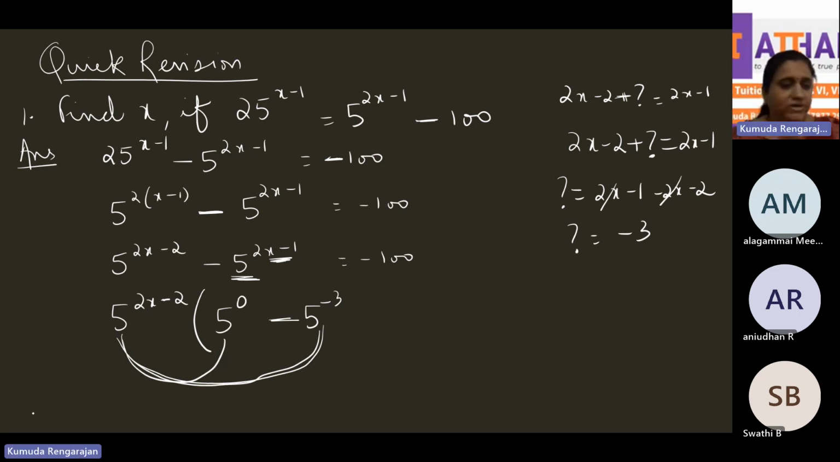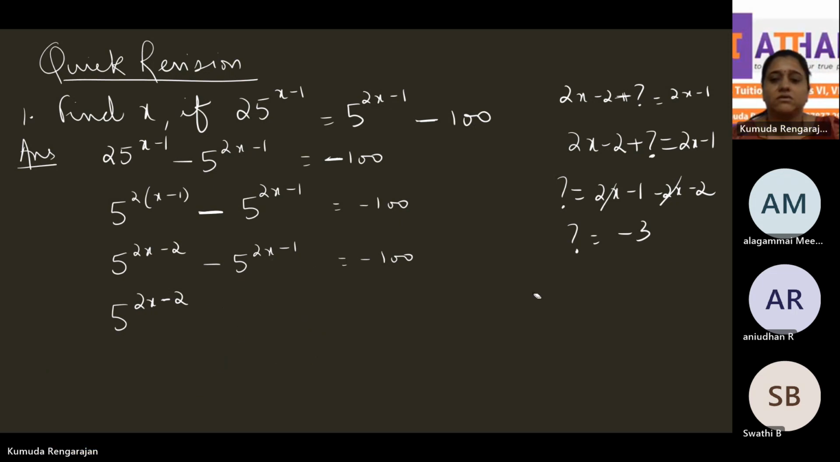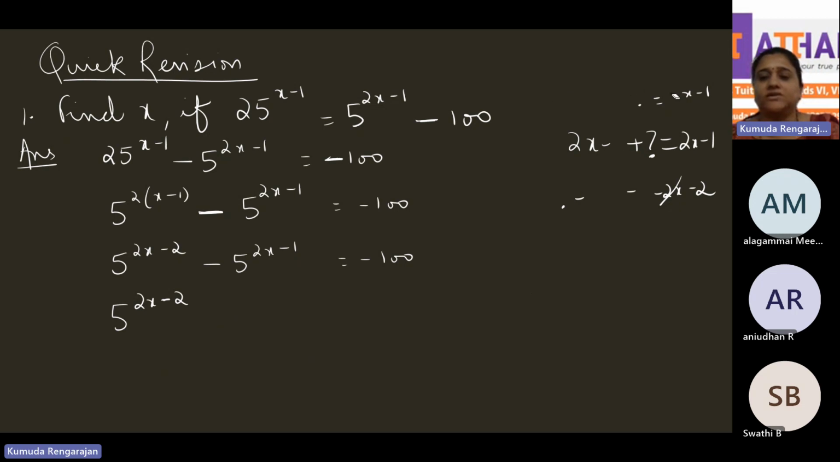I'll do it again for you. See here. We don't know what to write inside the bracket. What we know is the base is 5, but what is the power? We don't know. Okay, so you can work it like this.